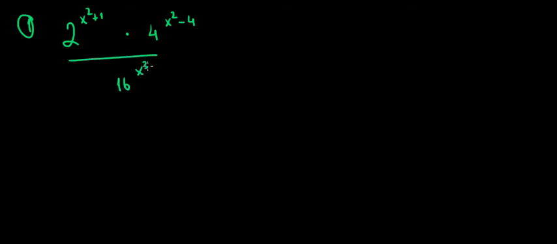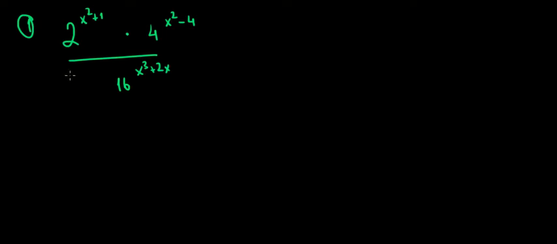In this video, I'd like to discuss some mental shortcuts that you can use when solving some problems. So I'm going to talk about specific problems. For instance, let's say we have a question about powers. So let's say in that question we have something like 2 to the power of x squared plus 1 and then times 4 to the power of x squared minus 4 divided by 16 to the power of x cubed plus 2x. What's the mental shortcut here?